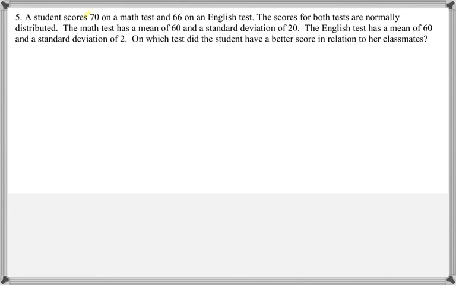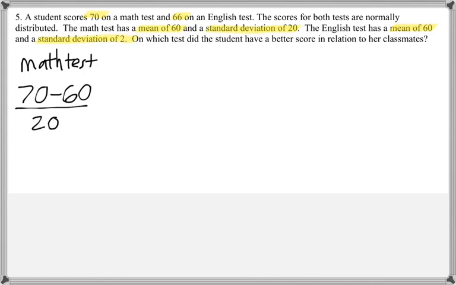So we have two different scores from two different sets of data. So we want to convert them both to z-scores and then compare them. So we need to know the mean and the standard deviation from both sets of data. So for the math test, we want to take 70 minus 60 and divide it by 20 to get 0.5.